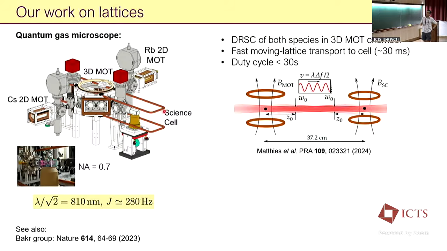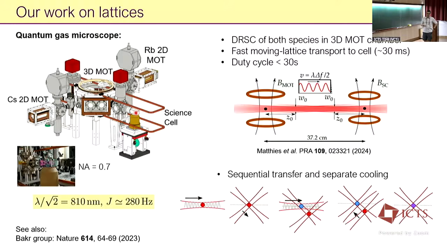So how this works is we cool atoms in this chamber, and then we transport them with a moving lattice into this glass cell. One of the details I've kind of glossed over is that rubidium and cesium don't really like to be together. And so we actually do this sequentially. Take the rubidium, put it in a trap, move it out of the way, bring in the cesium, put that in a trap. And then we cool the two gases completely separately and merge them at the final step to make molecules.